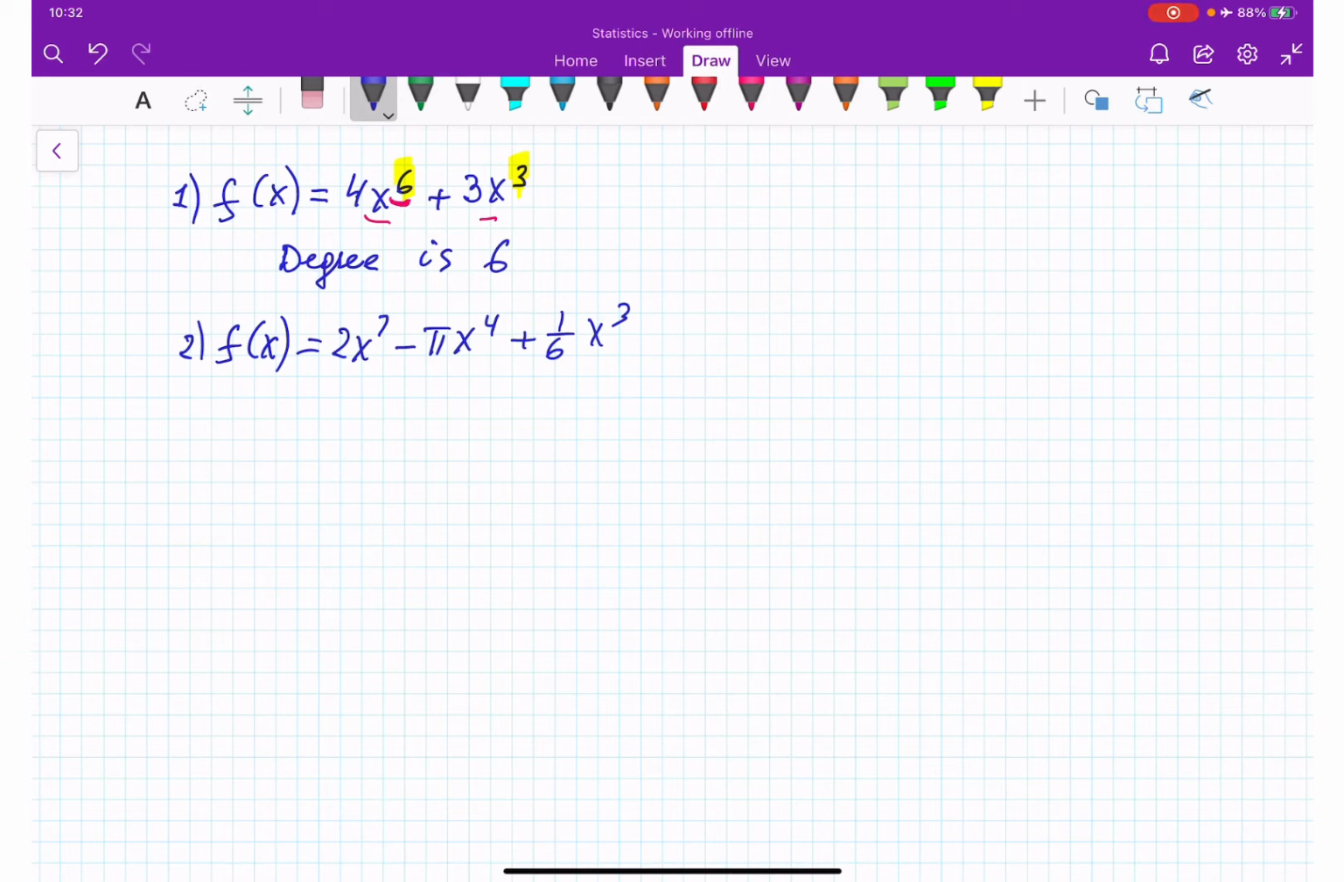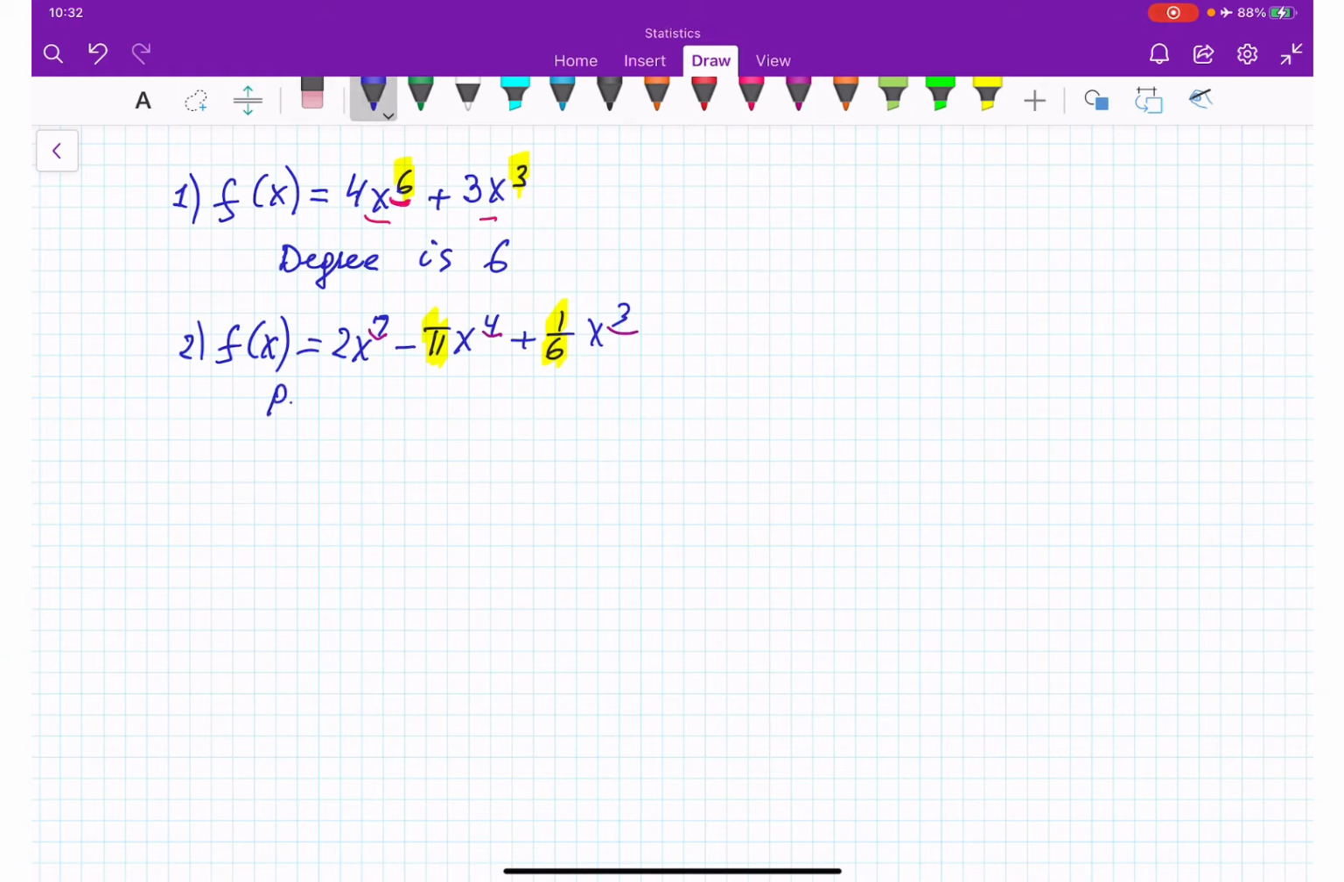One thing I have to tell you from the beginning: the fact that we have a coefficient like pi, which we know is 3.14, or a fraction as a coefficient, not as a degree, has nothing to do with whether it's a polynomial. What we need to pay attention to again is the degree. 7, 4, 3. Are they positive whole numbers? Yes, that means it is a polynomial.